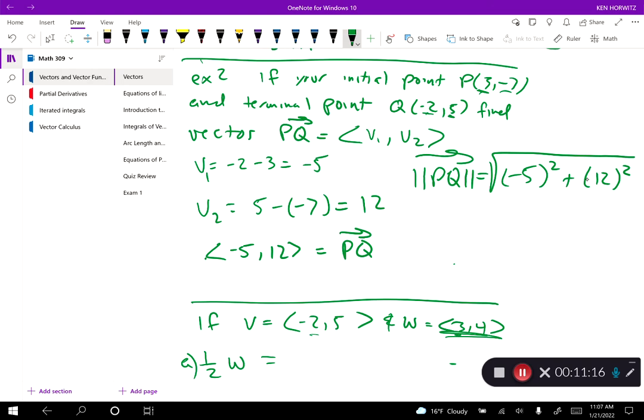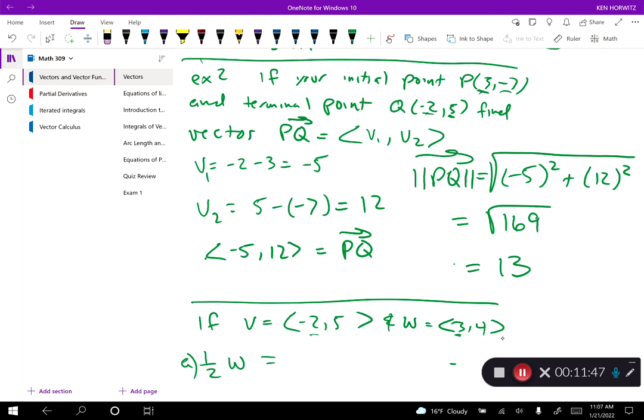All right, so -5 squared is 25, 12 squared is 144, so I have the square root of 169, and you should know that one as 13. Magnitude won't always come out as a whole number. More than likely it'll come out with some sort of square root in it, but every once in a while you get lucky. All right, now before we end, we're going to do a little bit with vector operations.